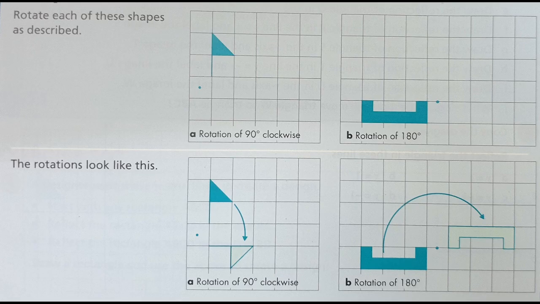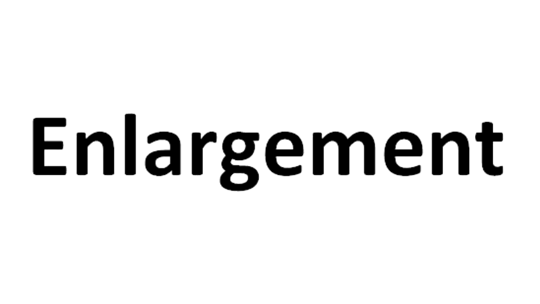The next figure, we are rotating it to 180 degrees. The last one is enlargement. An enlargement changes the size of a shape to give a similar image. It always has the center of enlargement and a scale factor of enlargement. The enlarged length will be equal to the original length times the scale factor.